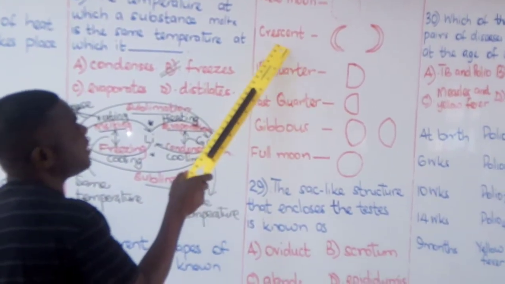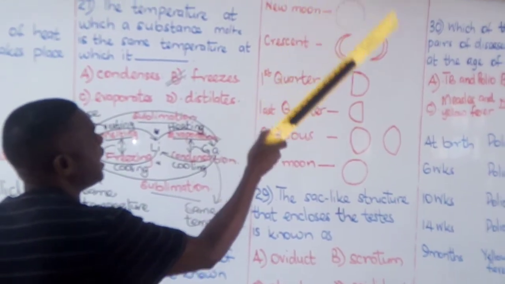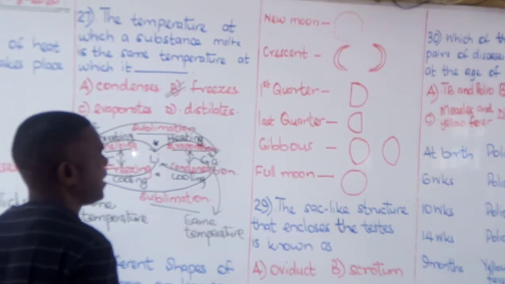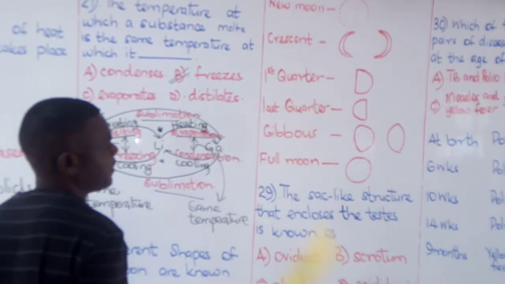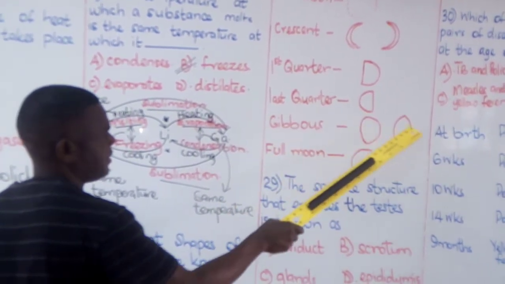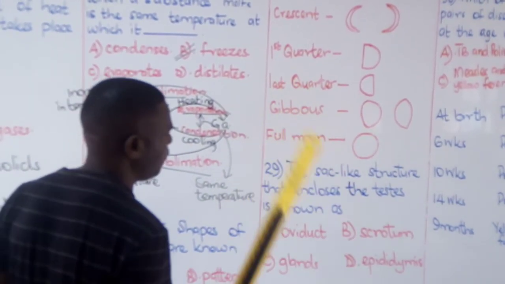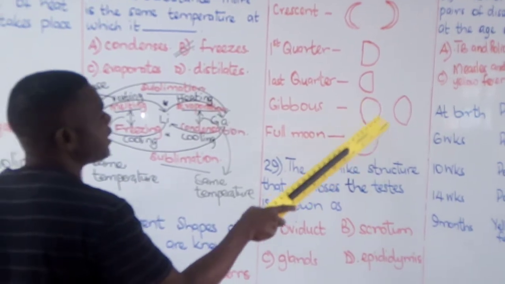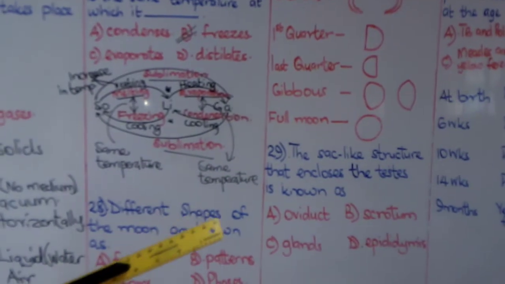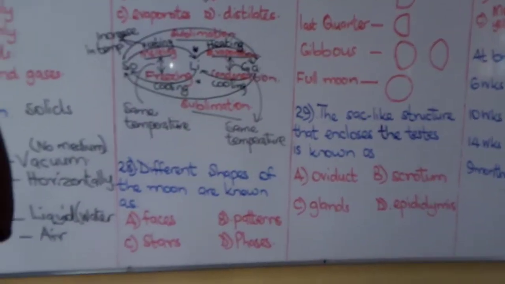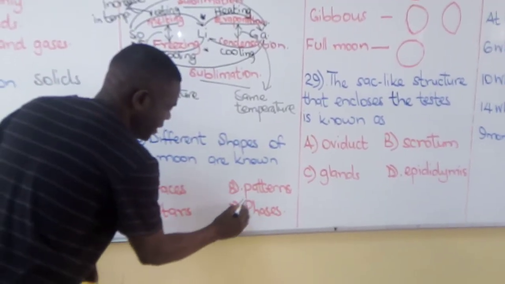Then it becomes a crescent. These are the shapes of the crescent, the first crescent and the last crescent. Then the first quarter, there's the last quarter. Then there's the gibbous, this one or that one. Then the full moon, a full circle, that's a full moon. These are called the phases of the moon. They are called the phases of the moon. And the phases of the moon, not like the face of a human being or an animal, but phases is spelled that way.